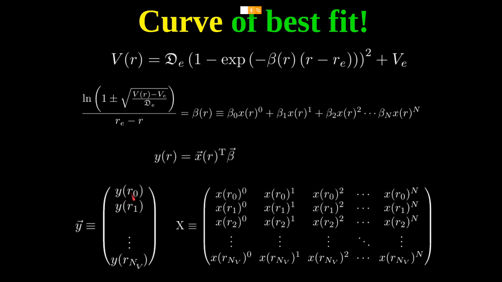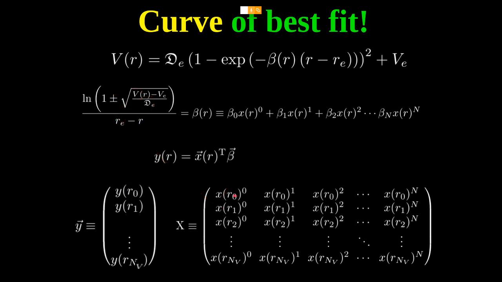So we have y of r0, y of r1, y of r2, y of r_nv, where nv is the number of v values that we have. So we have a vector here now. We turned that function into a vector. We have a vector that describes all of these different values of this expression here.